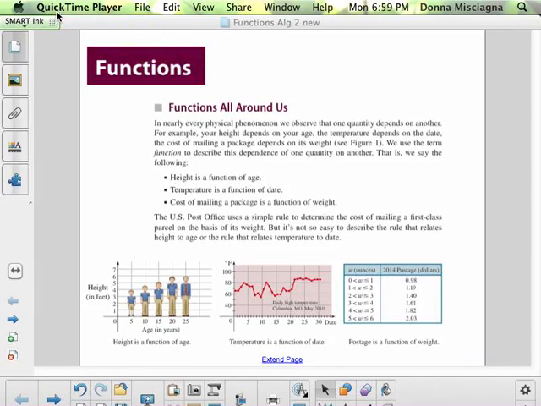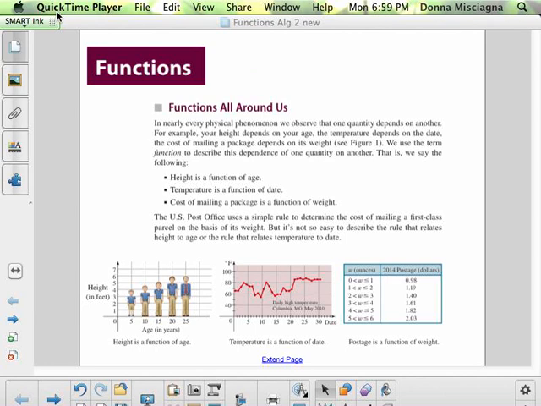Functions are all around us. In nearly every physical phenomenon, we observe that one quantity depends on another. For example, your height depends on your age, the temperature depends on the date, the cost of mailing a package depends on its weight. We use the term function to describe this dependence of one quantity on another.